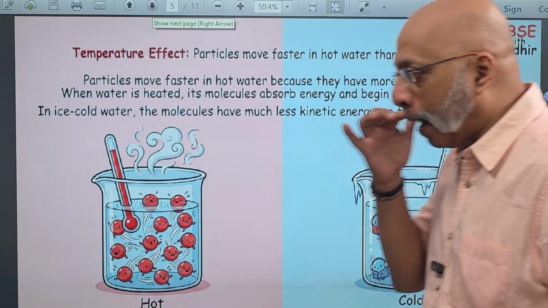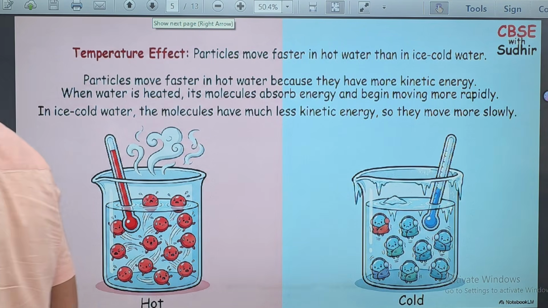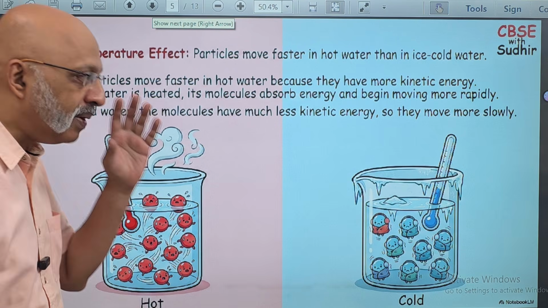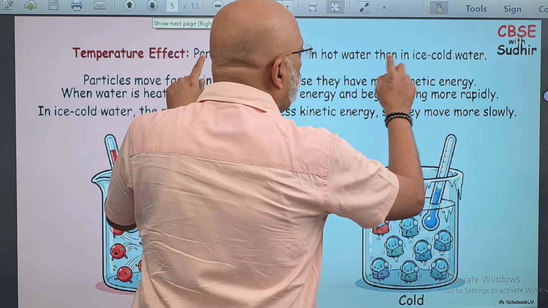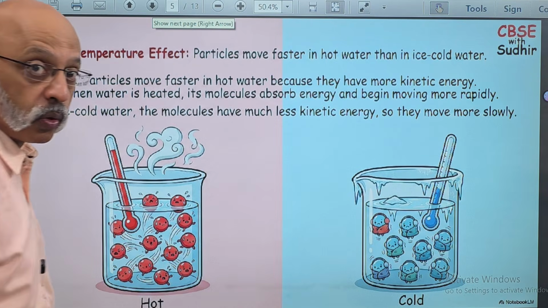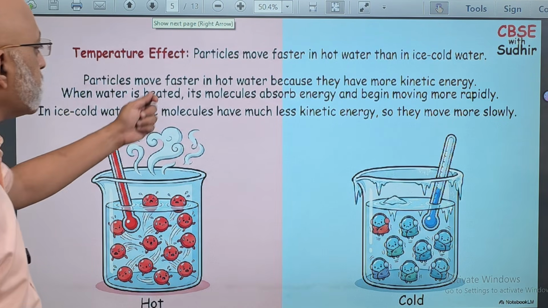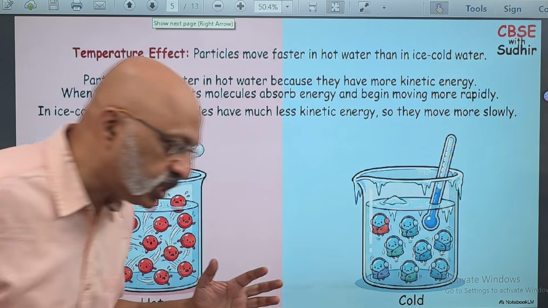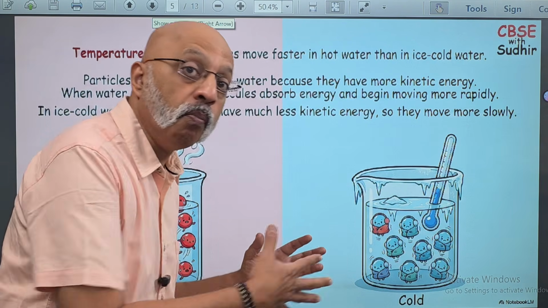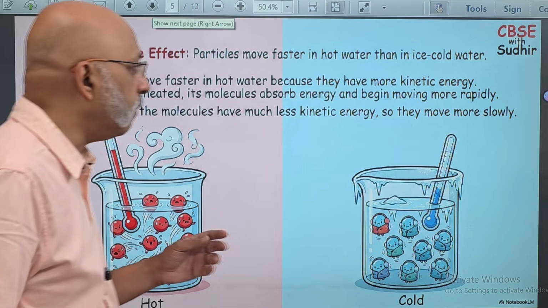Now, the effect of temperature. What is the effect of temperature that you find? The basic funda that you need to remember is that particles move faster in hot water than in ice cold water. Okay, why is that so? Particles move faster in hot water because they have more kinetic energy. Kinetic energy is the energy of motion, the energy that gives them momentum.